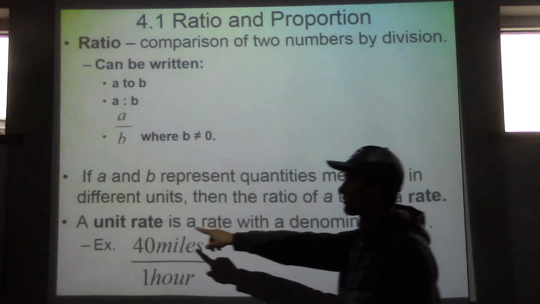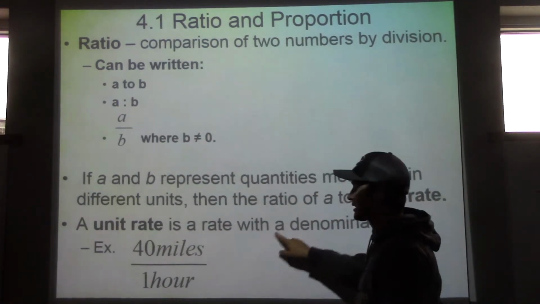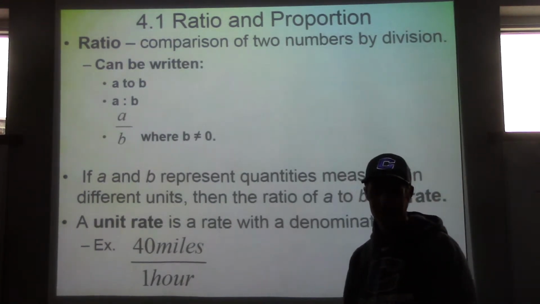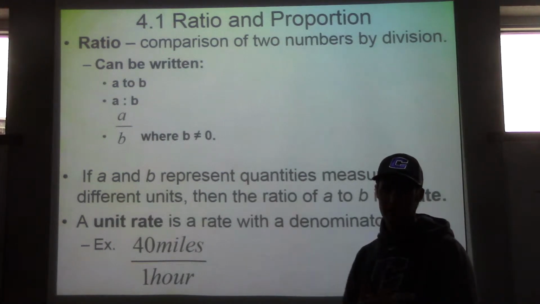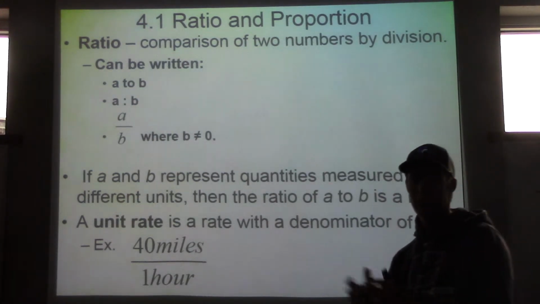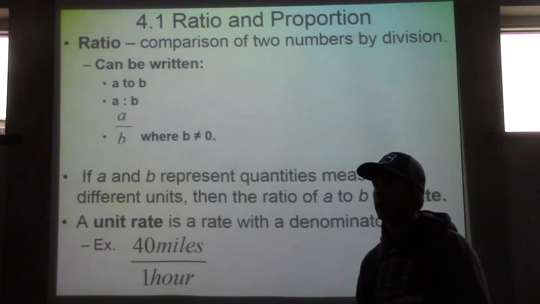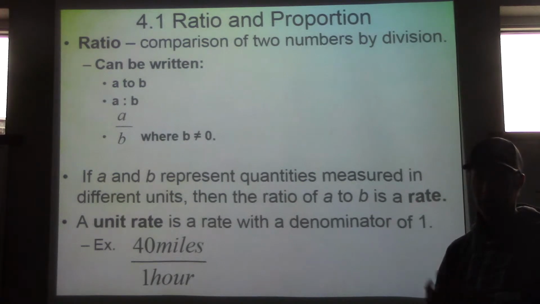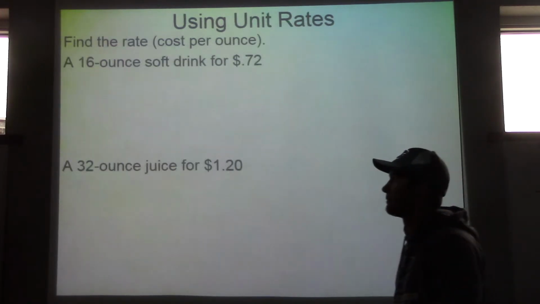Anytime we talk unit rate, we want to get our denominator to be 1. So that's, again, for example, miles per gallon. How many miles do I go on 1 gallon? Miles per hour. How many miles do I go in 1 hour? Cost per hour. Anything like that. That's what we want to convert it down to and work on.